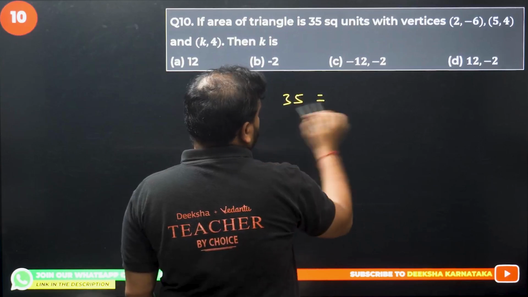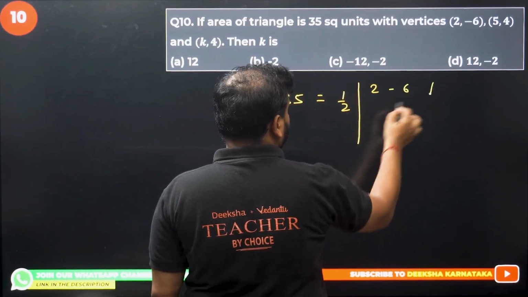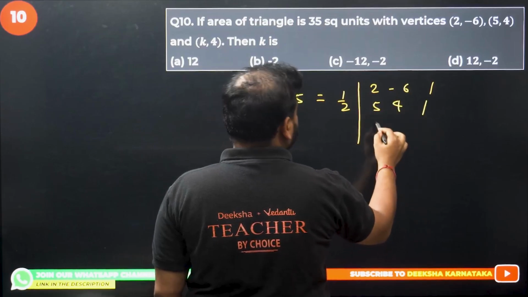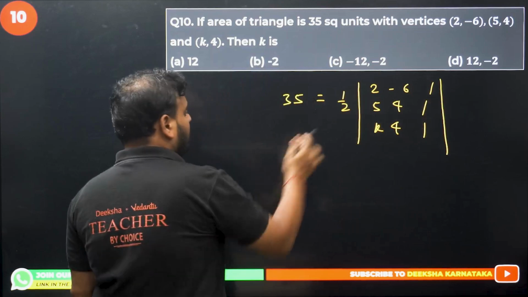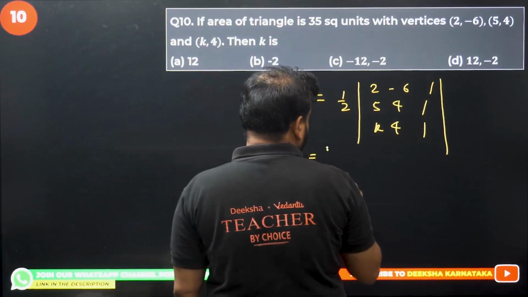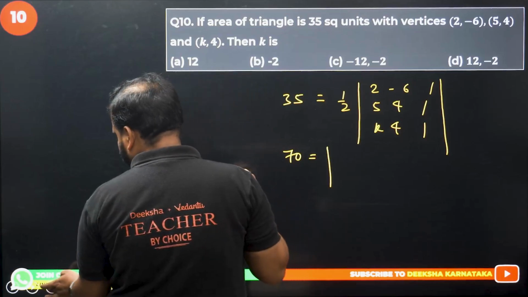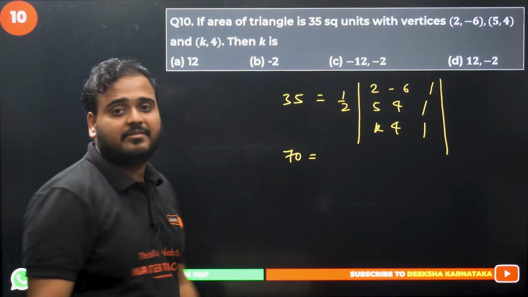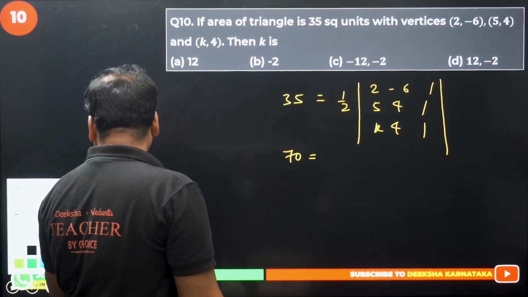35 equals 1 by 2. Write this: 2, minus 6, 1; 5, 4, 1; and the last one is k, 4 and 1. Okay, now move this side. We get 70. Let's find the determinant, and when you do that, because it's an area, even though the value was coming as negative, the answer will turn out to be positive because the area has to be taken only on the positive side.